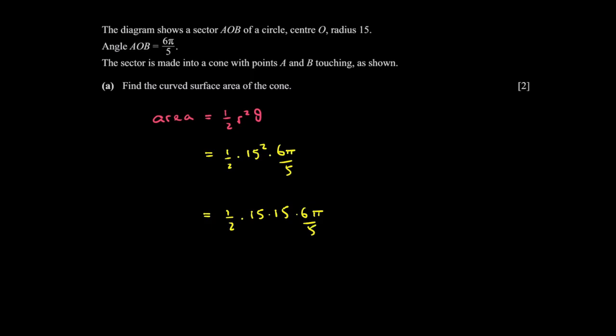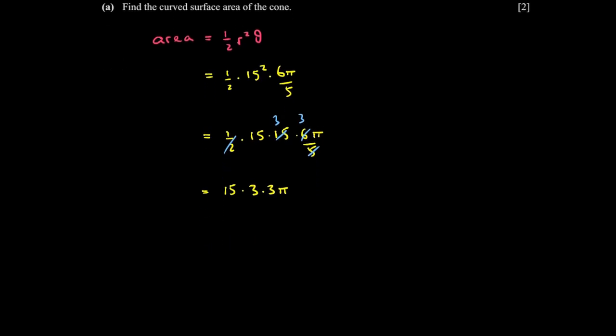Well, we can cancel off, can't we? We divide top and bottom by 5, so that becomes 3. And we can divide by 2, so that 6 becomes 3. So if we simplify this, we end up with 15 times 3 times 3 pi. Okay, so what's 15 times 3? It's 45. 45 times 3, well, 40 times 3 is 120. 5 times 3 is 15. So add them up, you get 135 pi.